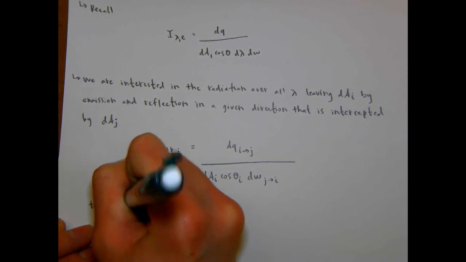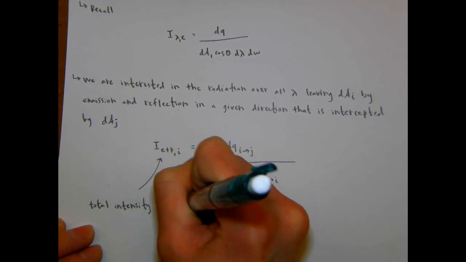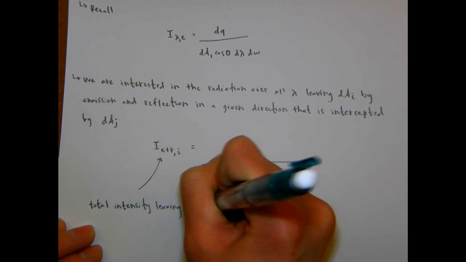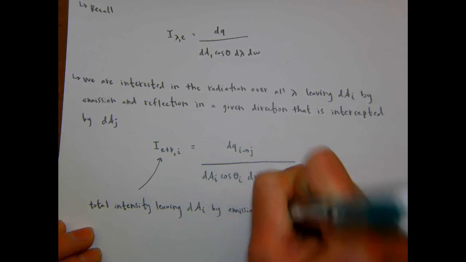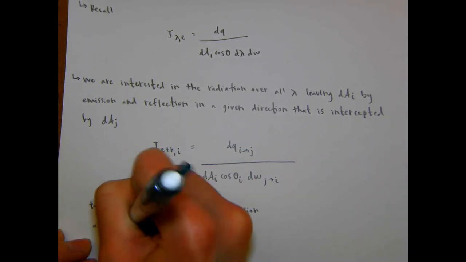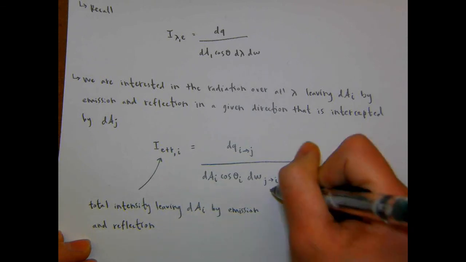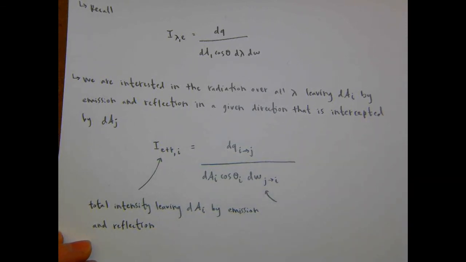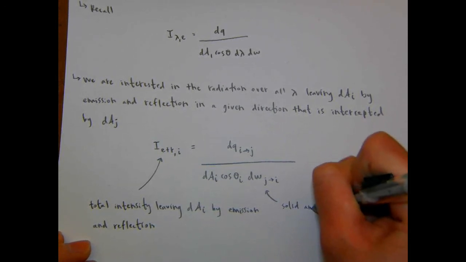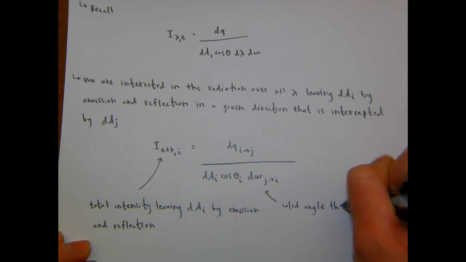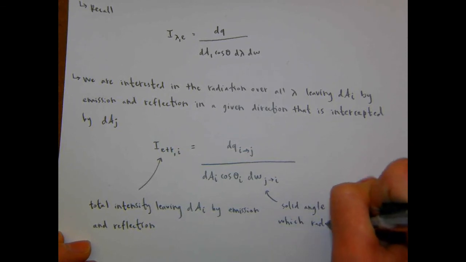So this is the total intensity leaving i by emission and reflection. And this d omega j to i is the solid angle through which the radiation passes.